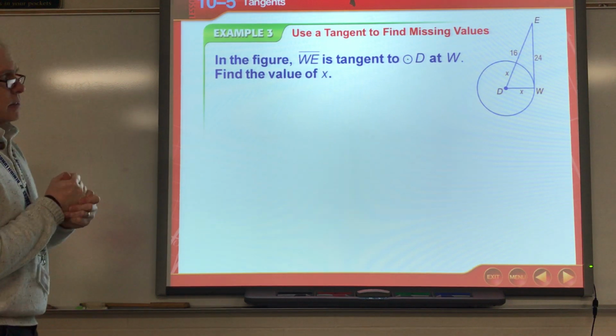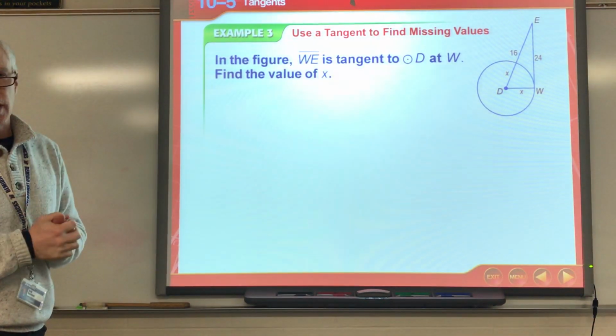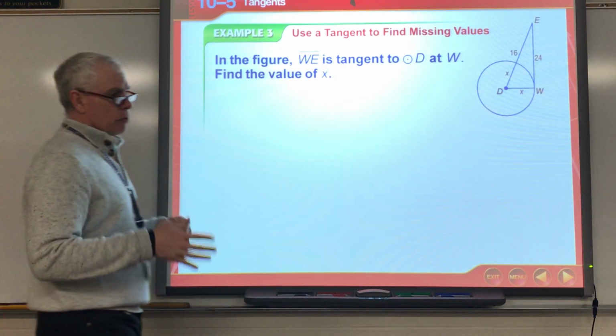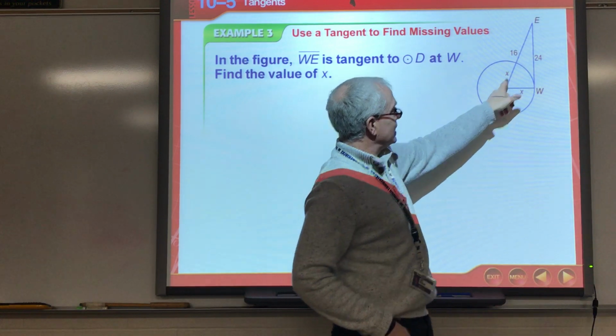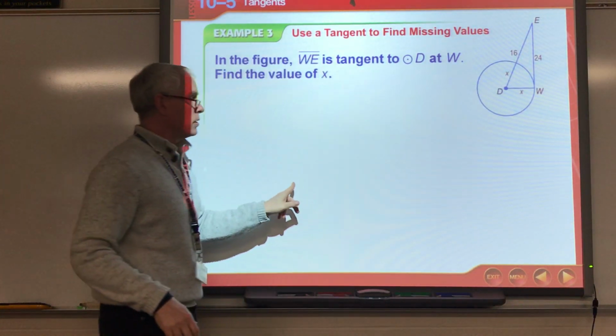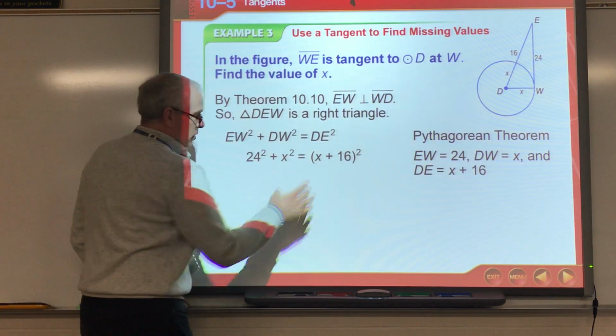How about here? Same thing, it tells me that this is tangent, so I gotta find x. I know I can apply the Pythagorean theorem, but this is gonna require a little bit more algebra. That side's x, that side's 24. DE is x plus 16. So when I use the Pythagorean theorem here, that hypotenuse is x plus 16.